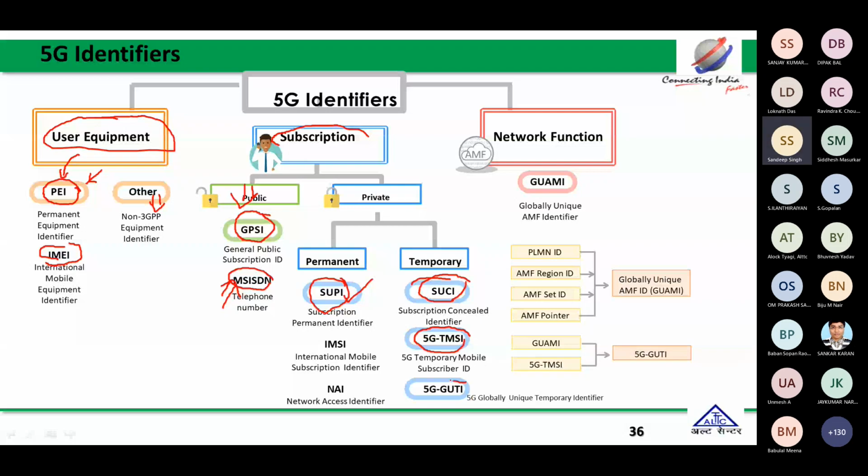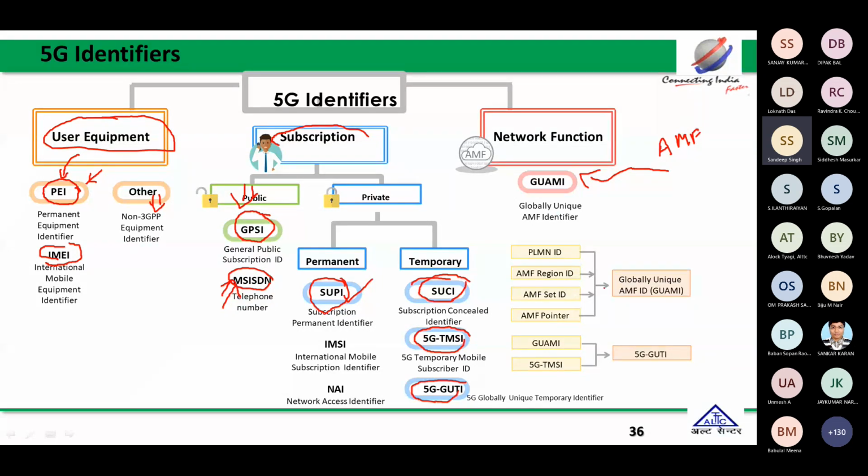And the network function identifier, one of the network identifiers that is used, is the GUAMI. GUAMI is the identification of the AMF. This is the identifier of the AMF, a Globally Unique AMF Identifier. That is the network identifier.